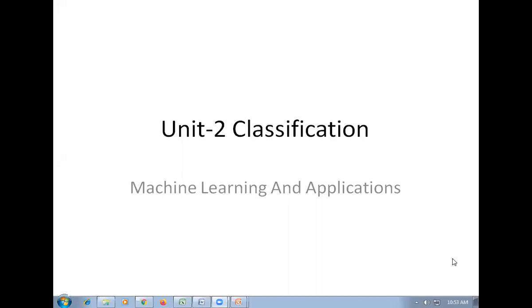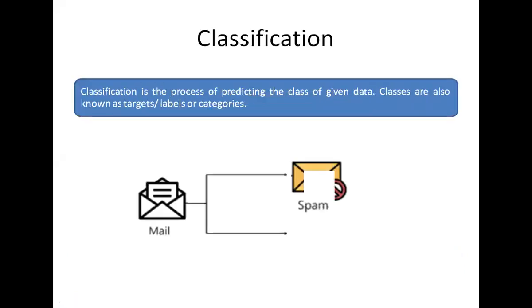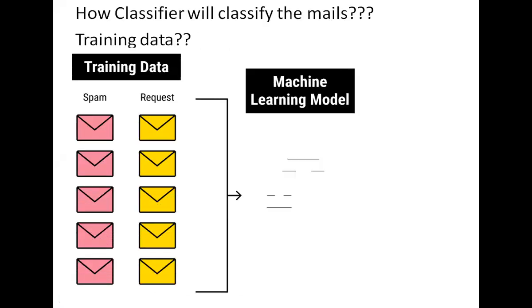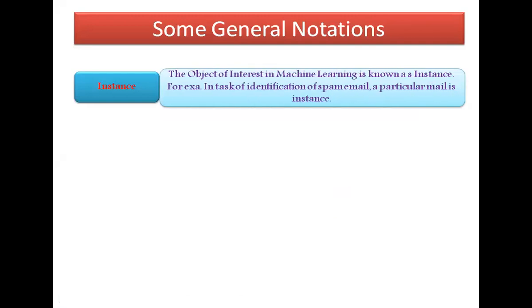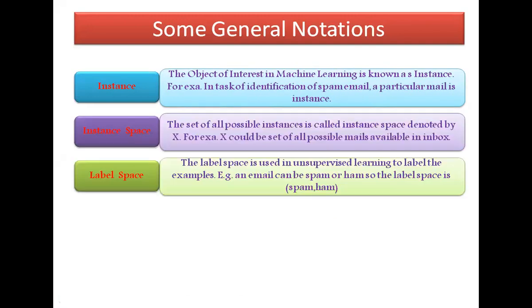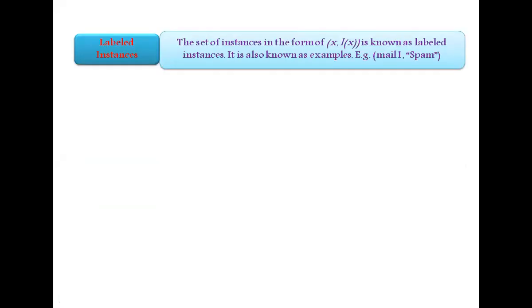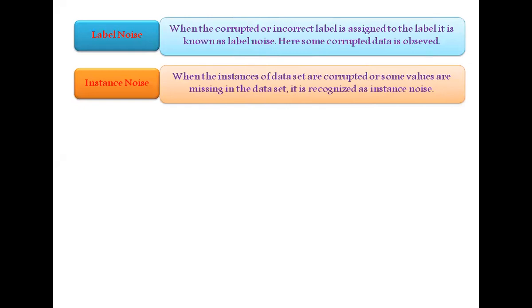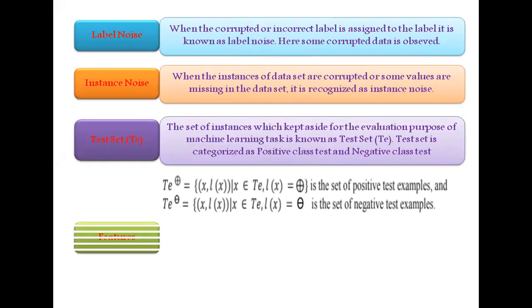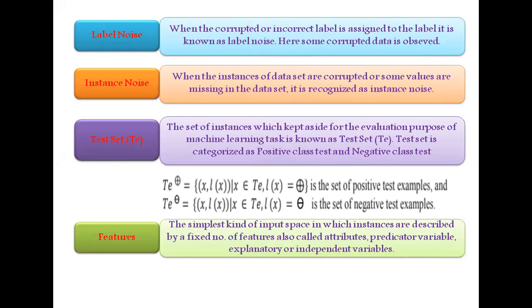We have actually started with the second unit, that is classification, and from that we have seen some of the basic concepts and what classification actually is, the concept of classification. Then before going to cover the actual syllabus, we have seen some of the general notations, that is instance, instance space, label space, output space, model, labelled instances, training set, testing set, label noise, instance noise, test set. What is a test set? Positive and negative class, then features.